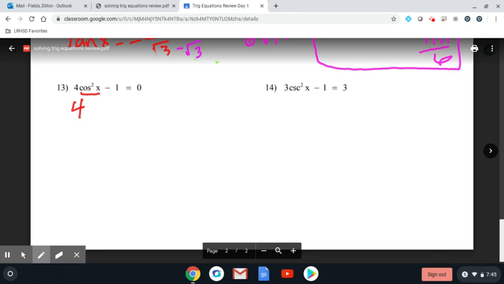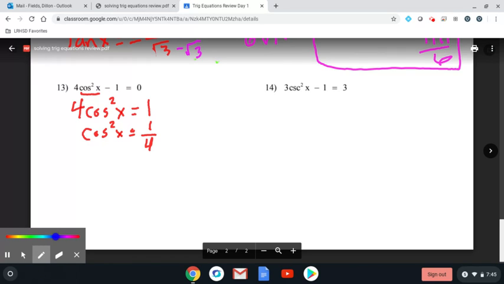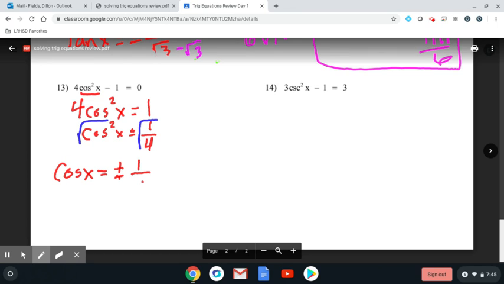So the first thing we're going to do is add 1 to both sides. So we're going to have 4 times cosine squared x is equal to 1. Then we're going to divide by 4 and get cosine squared x is now equal to 1/4. Now, this step, we want to try to take the square root of both sides to get just cosine by itself. So just like we talked about in that last problem, make sure you guys have that plus minus. So this is going to give us cosine x is equal to plus minus. Now the square root of 1 is just 1. The square root of 4 is 2, which makes this problem easy because you don't have to multiply the top and the bottom by anything.